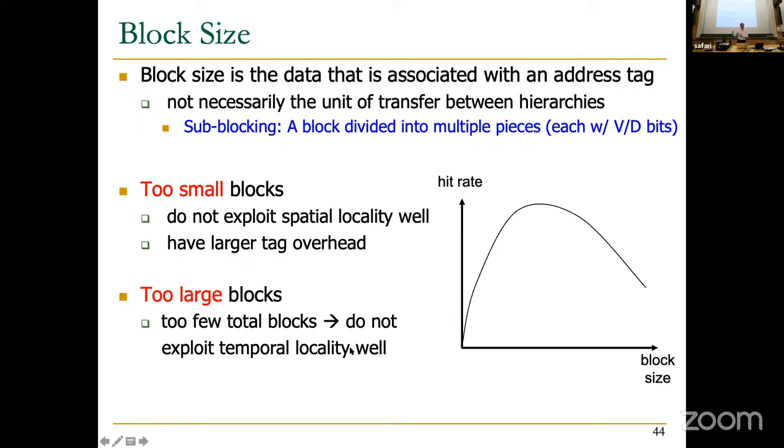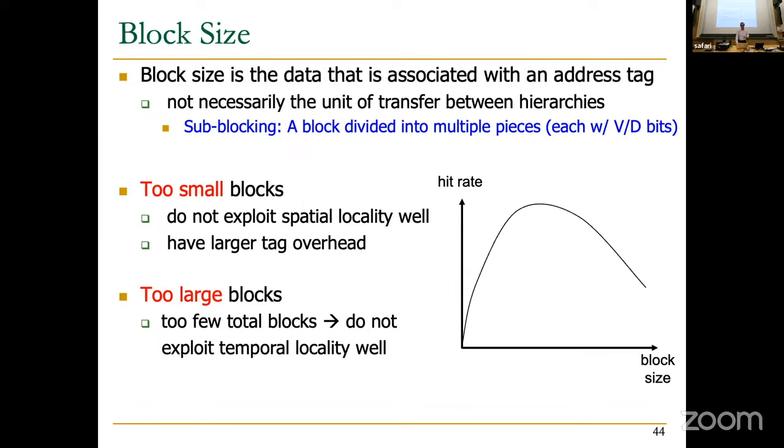As a result, you do not exploit temporal locality well. So assuming your cache size is constant, larger blocks exploit spatial locality as you increase the block size, but you reduce the number of blocks you have in the cache. As a result, you stop exploiting temporal locality really well, because in the limit, you have a 1 megabyte cache and 1 megabyte block. That's a single block. You'd better have extremely good spatial locality there to exploit that.